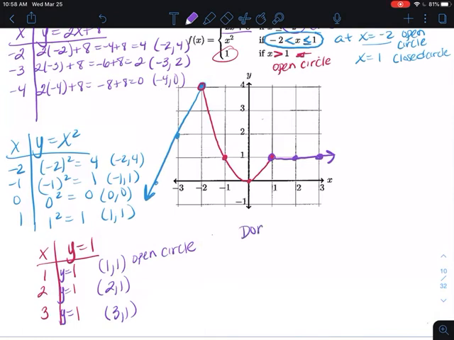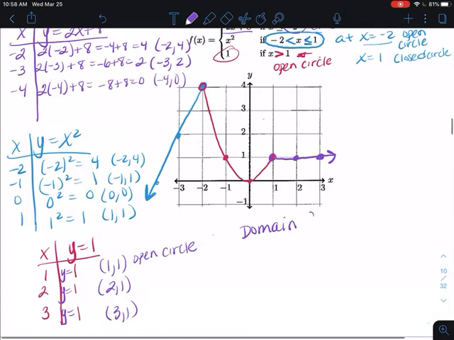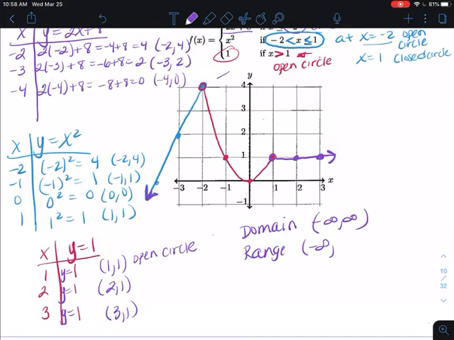All right. Your domain for this graph, how wide is this graph? It goes from negative, sorry, I didn't mean to put braces. Your domain is from negative infinity to infinity. Your range: this arrow down here means the graph never ends, so it starts all the way down at negative infinity. However, the highest peak is here at the top at y equals 4, so it goes up to 4.